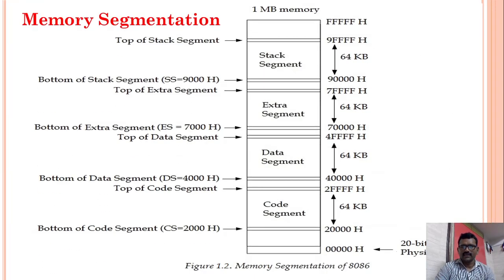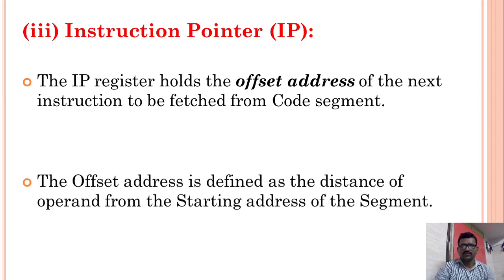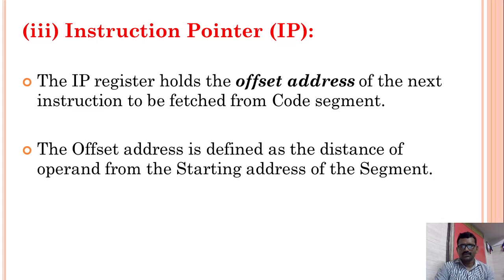Let us see this diagram. We can observe SS consists of 9000H, the starting address of the stack segment, ES 7000H, the starting address of the extra segment, DS 4000, the starting address of the data segment, CS 2000, the starting address of the code segment. And coming to the instruction pointer, it holds the offset address of the next instruction to be fetched from the code segment. So the IP stores the offset address of the code segment.